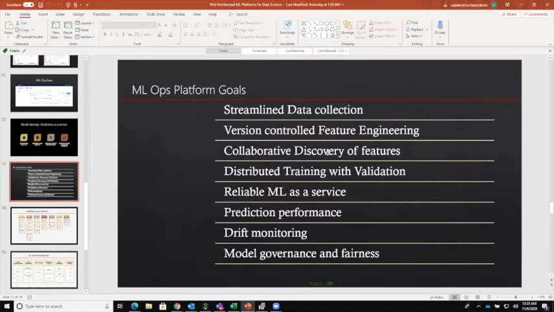So the next part is distributed training. Again, like I said, training your algorithm on the desktop or a single server may not cut it. So the rest of them we discussed: reliable ML as a service, prediction performance, drift monitoring. So we have to understand when there is performance drift, and model governance and fairness.